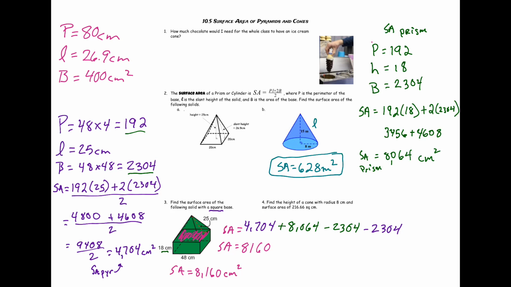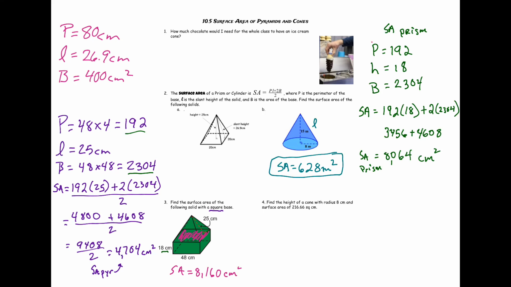All right, so then we do have this last question, number 4 here. I am going to erase this little part here, but I'll keep the answer and I'll keep the work. So number 4, find the height of a cone with a radius of 8 centimeters and a surface area of 216.66 squared centimeters. All right, this has a little bit of two parts to it.